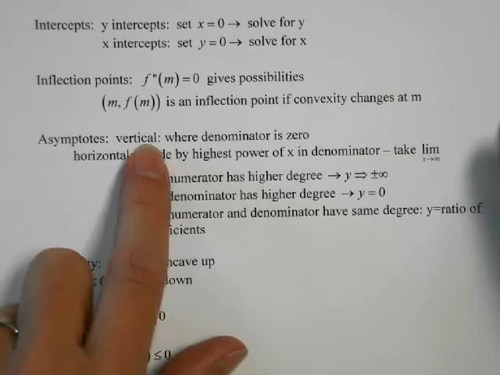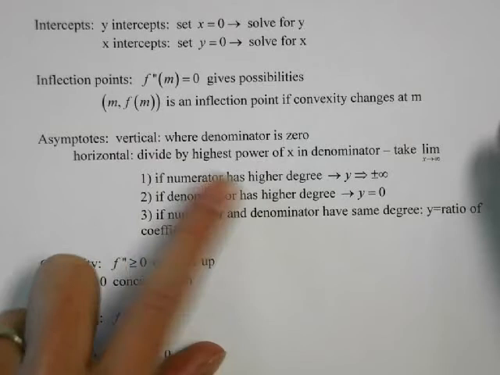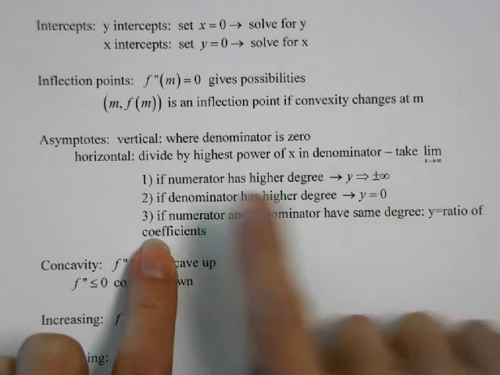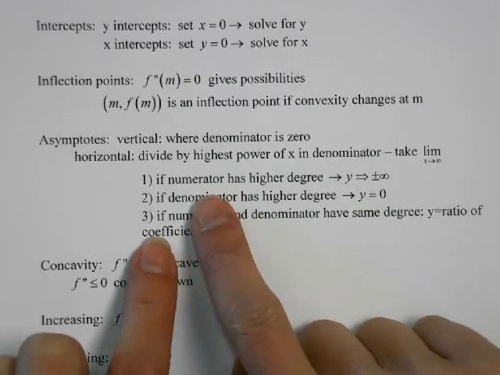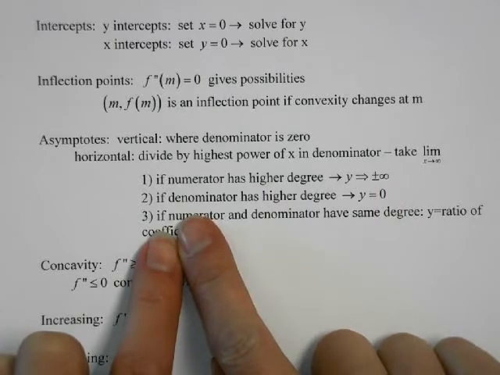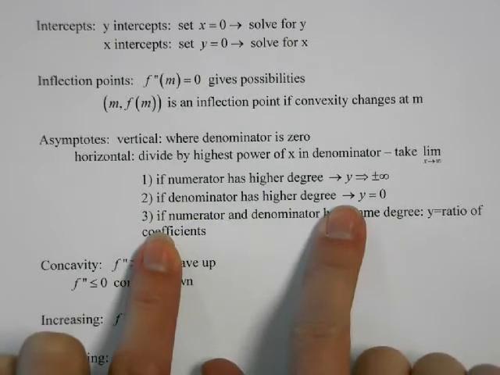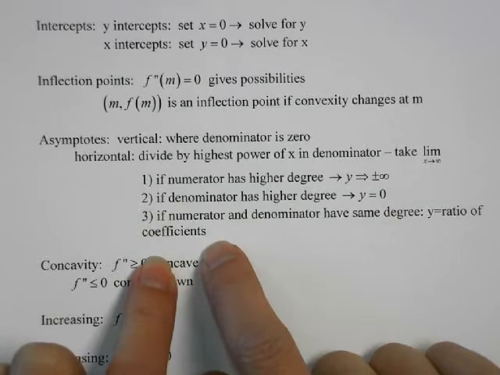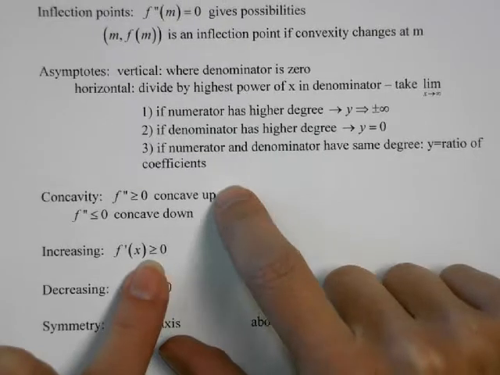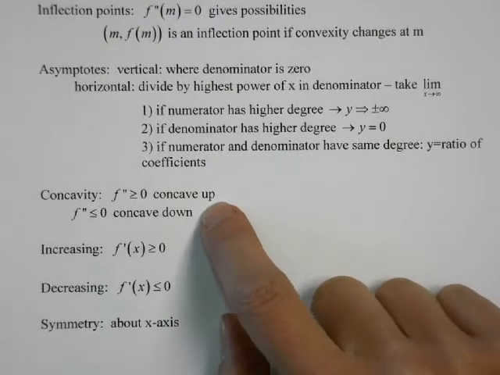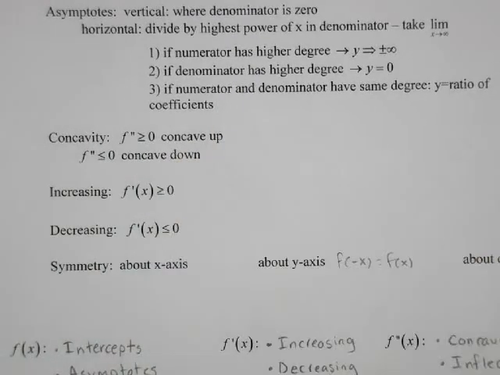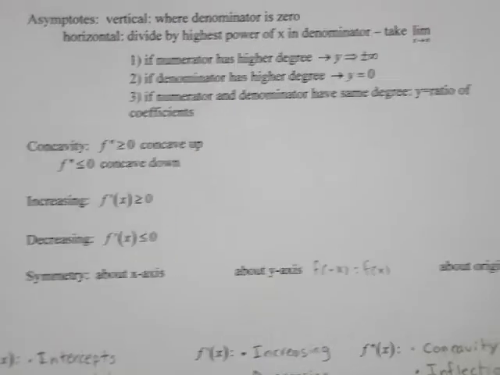Asymptotes, vertical asymptotes are anything where the denominator is 0. For horizontal, we're looking at the degree of the numerator and denominator. So if the degree is bigger on the top than the bottom, then it goes to infinity. If it's bigger on the bottom, then we go to 0. And if they have the same degree, it's the ratio of the leading coefficients. Concavity, if the second derivative is positive, concave up, second derivative is negative, concave down. And then, of course, increasing and decreasing from the first derivative.